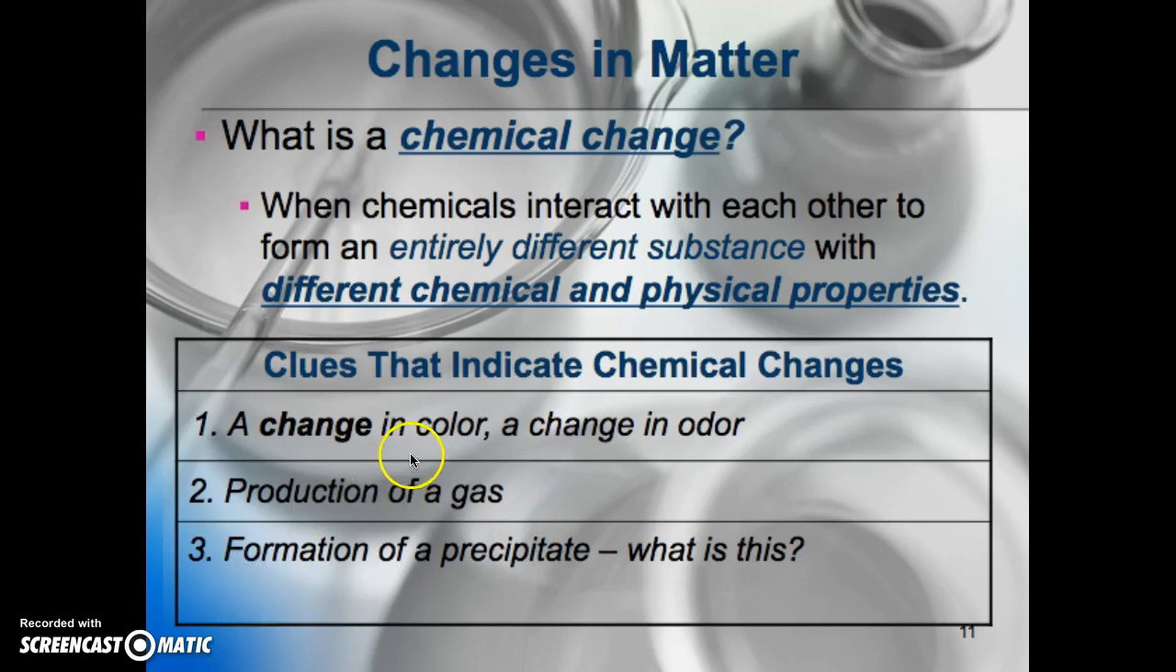The key thing you need to know about a chemical change is that you're forming an entirely different substance. So let's say you're starting with water, you're not ending up with the same composition water. You end up with a new substance, maybe hydrogen and oxygen separated, but not exactly water as it was. So you're ending up with something that's different than what you started with.